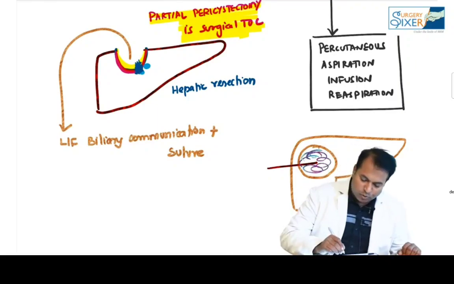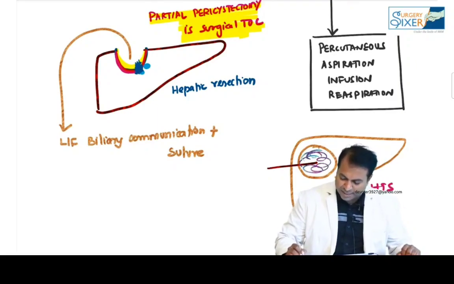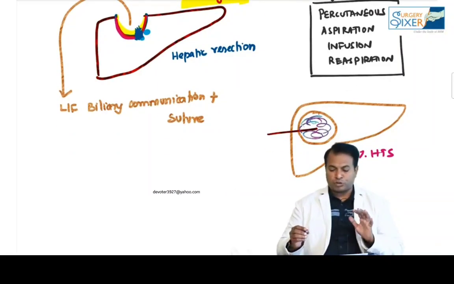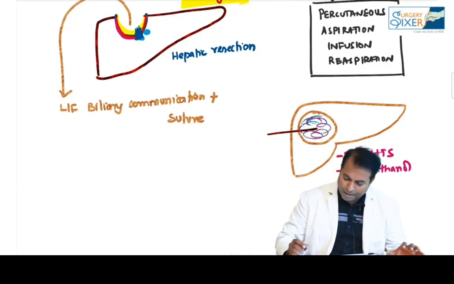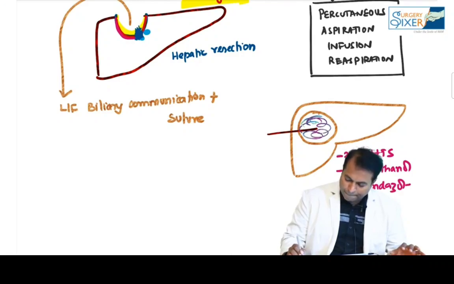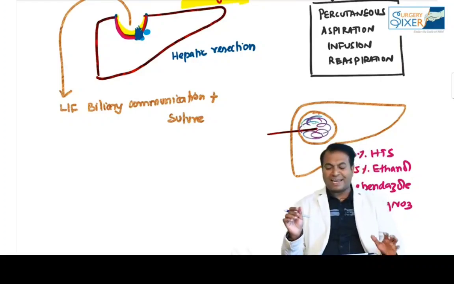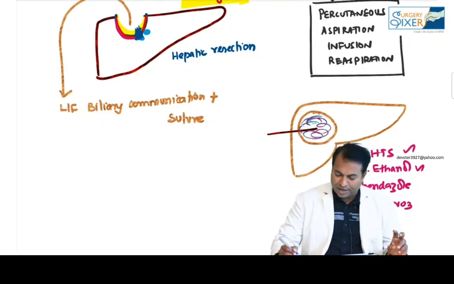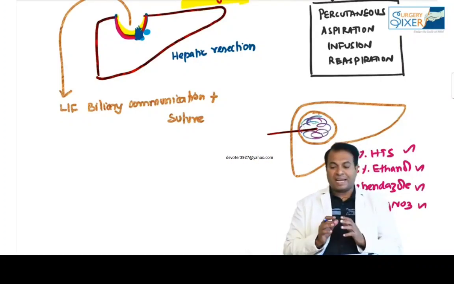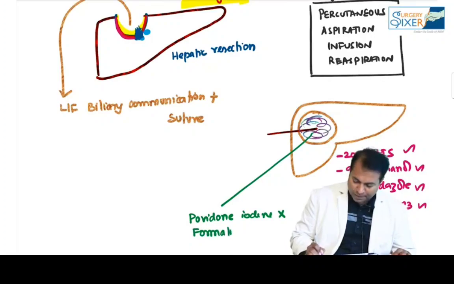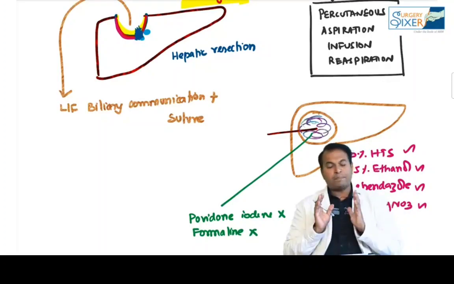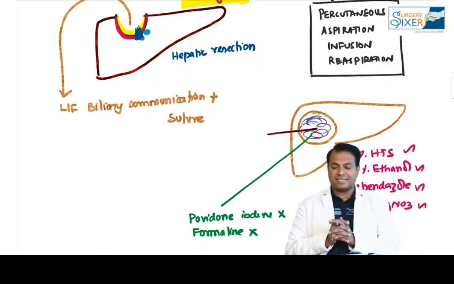The fluid of choice for this procedure is 20% hypertonic saline. The various solutions used as scolicidal agents are 20% hypertonic saline, 95% ethanol, mebendazole solution, and 0.5% silver nitrate. What agents are now contraindicated? Previously we were using them. Povidone iodine is not to be used hereafter. Formalin is not to be used hereafter. These are not used nowadays. Please remember, the best scolicidal agent is hypertonic saline.